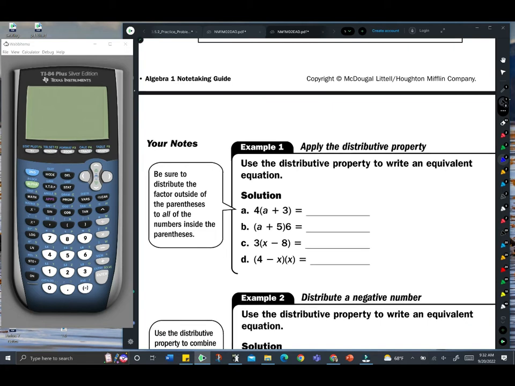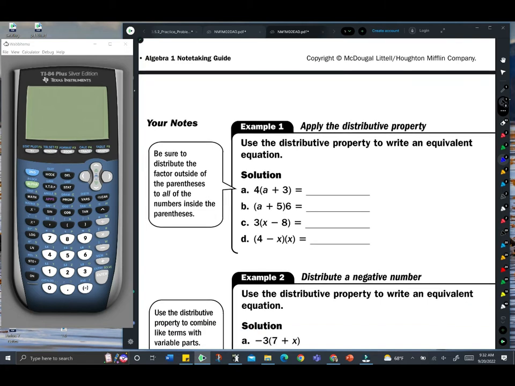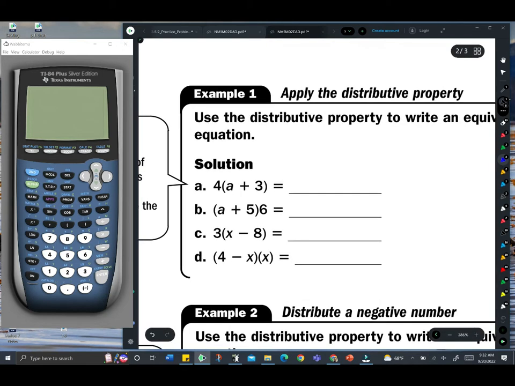So to write an equivalent expression or equation, this is where it gets a little more interesting. Again, be sure to distribute the factor outside to all the things in the parentheses. Sometimes students forget. You've got to distribute to everything. So example A, 4 times a is 4a. Now, 4 times 3, go ahead and actually do that multiplication. 4 times 3 is 12. That is the equivalent expression.